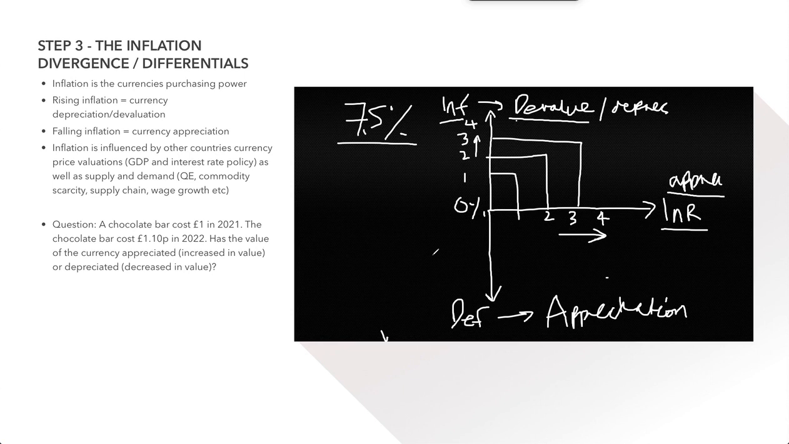So here, let me give you a question, because many people do get this wrong in their understanding. A chocolate bar cost £1 last year. The chocolate bar in 2022 has gone up by 10 pence, so it now costs £1.10. Has the value of the currency appreciated in value, increased in value, or has it depreciated? Has it devalued? Q says devalued. N says decreased, depreciated, devalued.